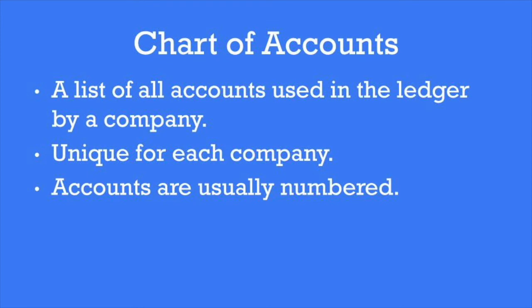Next, we have to consider what we mean by the chart of accounts. Well, the chart of accounts is, as the name suggests, a chart that contains all of the accounts. So it's a list of all the accounts used in the ledger by the company. So you could think that a company will have many accounts. Depending on the size of the company, there could be hundreds of them. But effectively, when we design our accounting system, we need to think, what are the things we're going to buy and what are the things we're going to sell? What are the assets? What are the liabilities? What are the owner's equity? We would build our chart of accounts based on that.